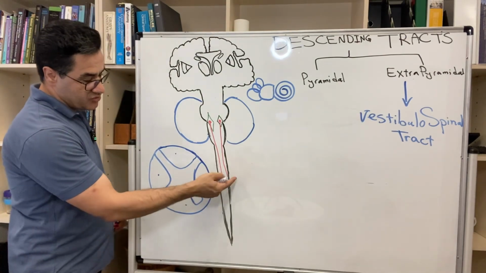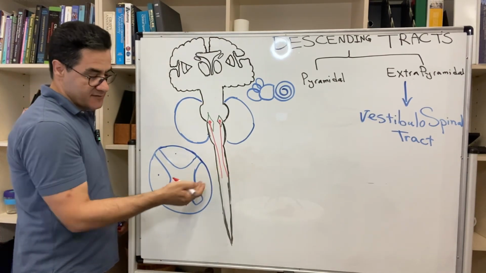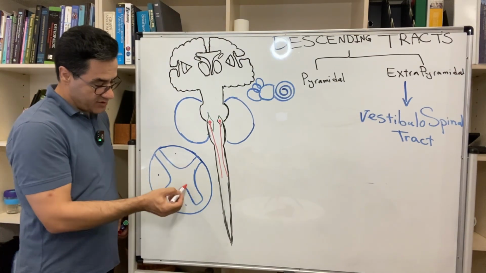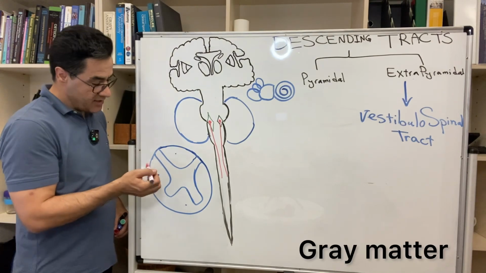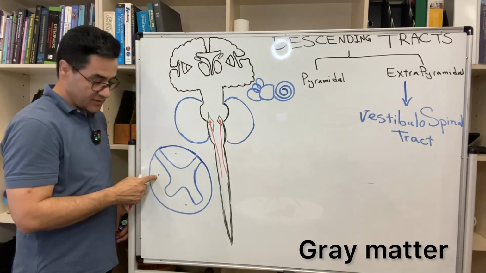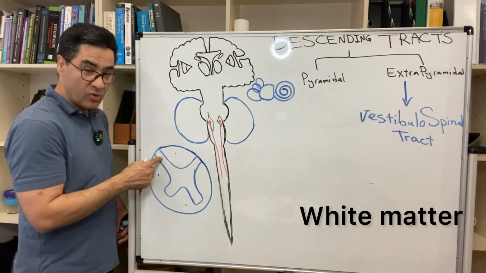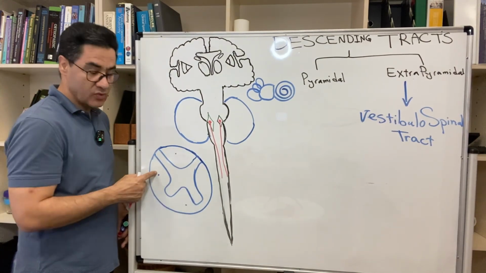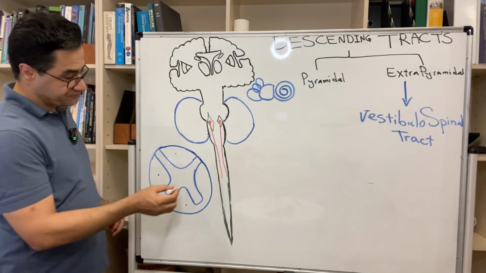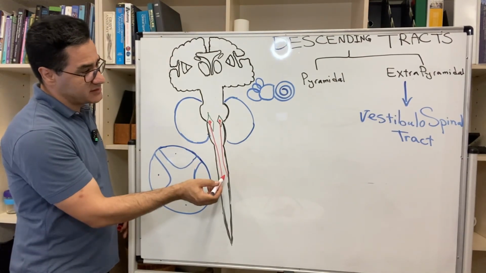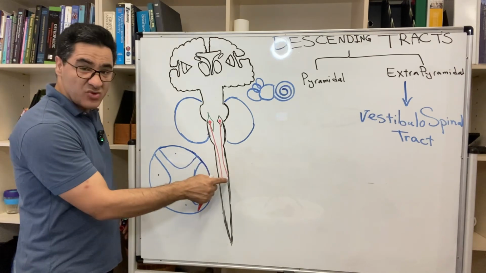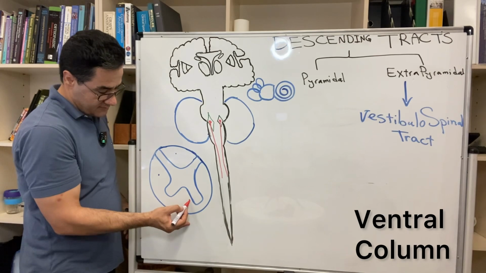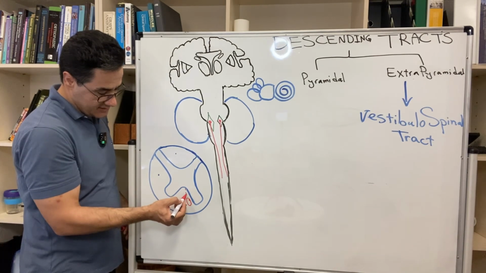When it gets into the spinal cord, if you take a cross section through the spinal cord, we have something like this. At the center we have this butterfly-shaped gray matter, which is surrounded by the white matter. Gray matter has ventral horns and dorsal horns, and white matter has columns, ventral and dorsal columns, and two lateral columns. So the vestibulospinal tract, when it gets into the spinal cord, lands here, in the ventral column. Imagine that it's landing here like this.